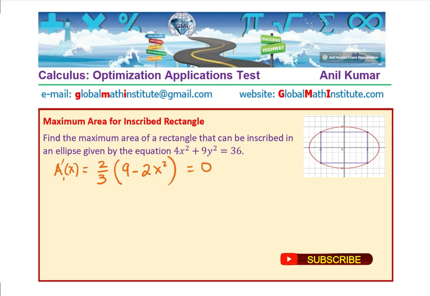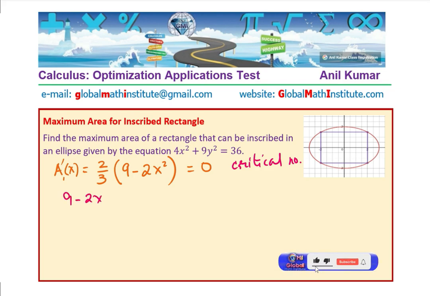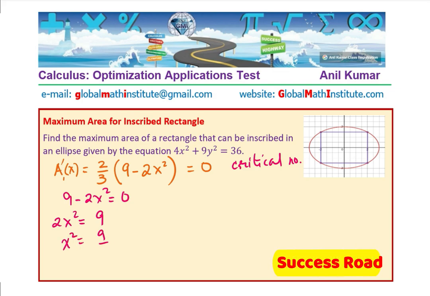9 minus 2x squared. So to maximize, we'll equate this to 0. So what are we doing now? We're finding the critical number. That will be 0 when 9 minus 2x squared equals 0, or 2x squared equals 9. x squared is 9 by 2. So x is equal to the square root of 9 by 2, which is 3 over square root 2. Is that clear to you? So the value of x is 3 over square root 2.